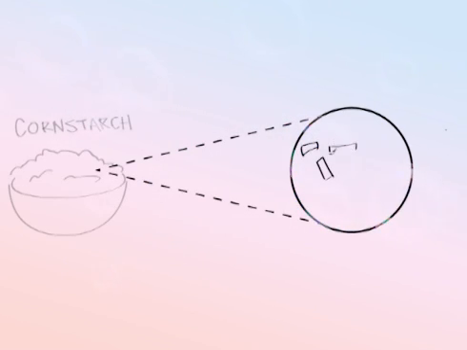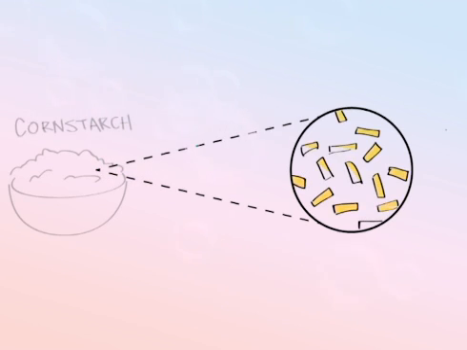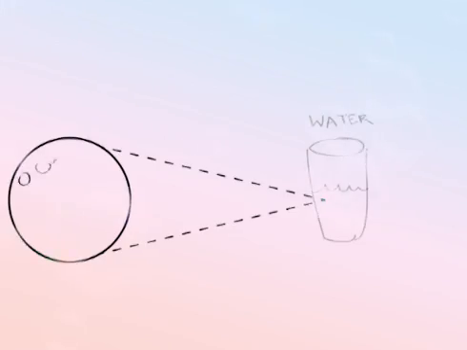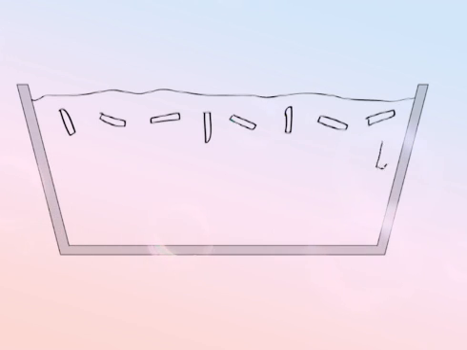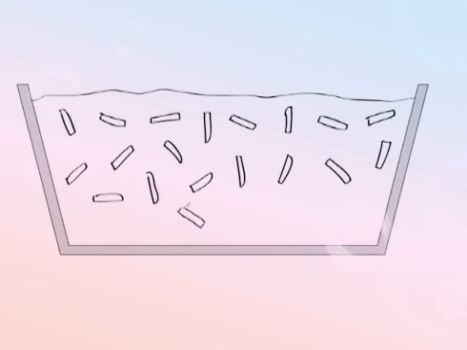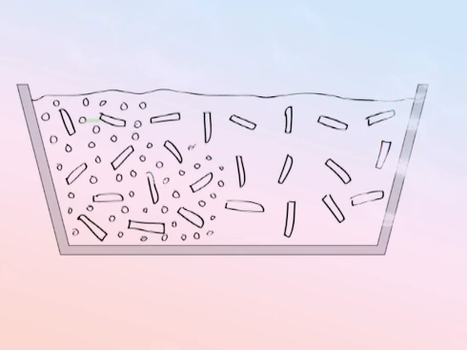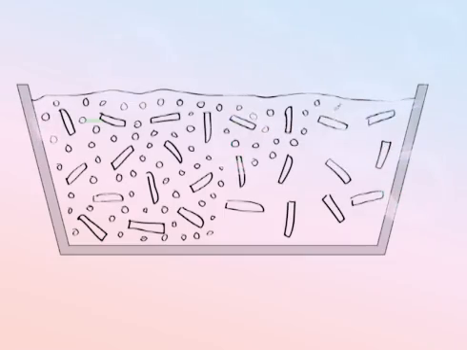Cornstarch is a large, blocky molecule, which we will symbolize with rectangles in our drawings. Water, on the other hand, is a much smaller, rounder molecule than cornstarch, so we will visualize it as these circles. When we combine these two, we get a suspension. Each cornstarch molecule is surrounded by water molecules. As you can see, the water molecules are a lot smaller than the cornstarch molecules.